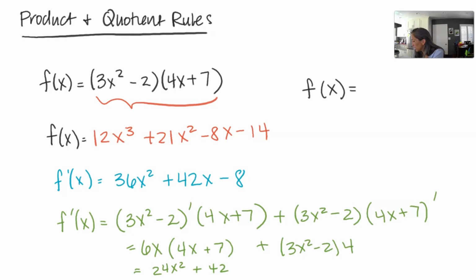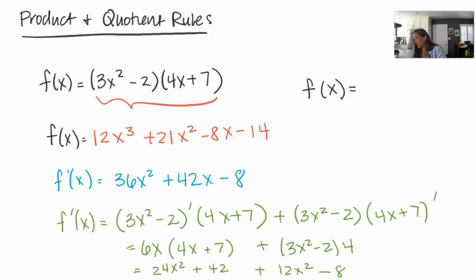42 plus 12x squared. I lost something somewhere, I feel like. Minus 8. Am I going to have to redo all of this? Because I lost. Oh my gosh.